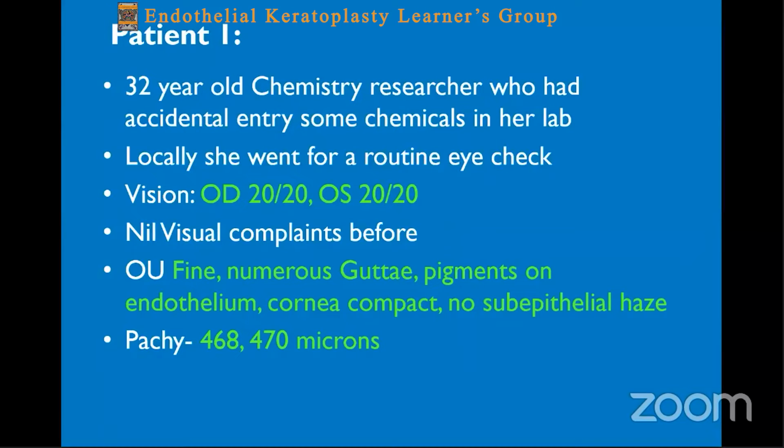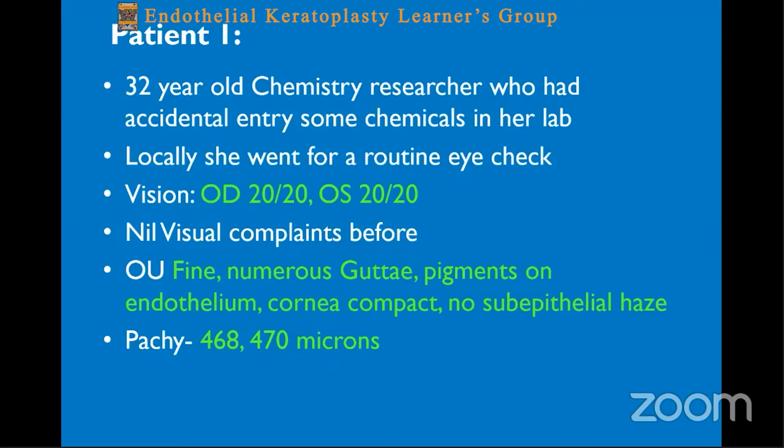This was one patient, a 32-year-old chemistry researcher, who had an accidental entry of some chemicals in a lab while doing some experiments. Locally, when she went for a routine checkup following this accident, she was told there's something wrong in her eye. She had suffered a very trivial injury, not a major one. Vision was 20/20 in both eyes.